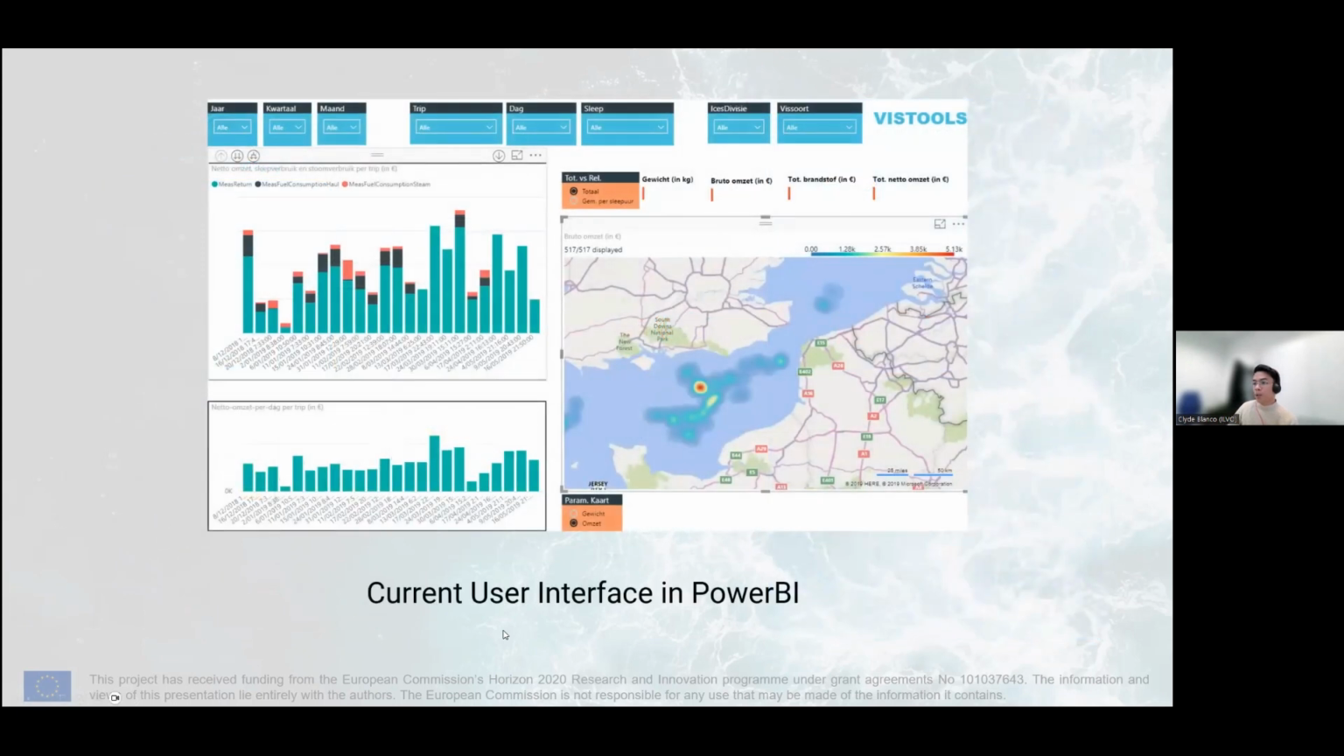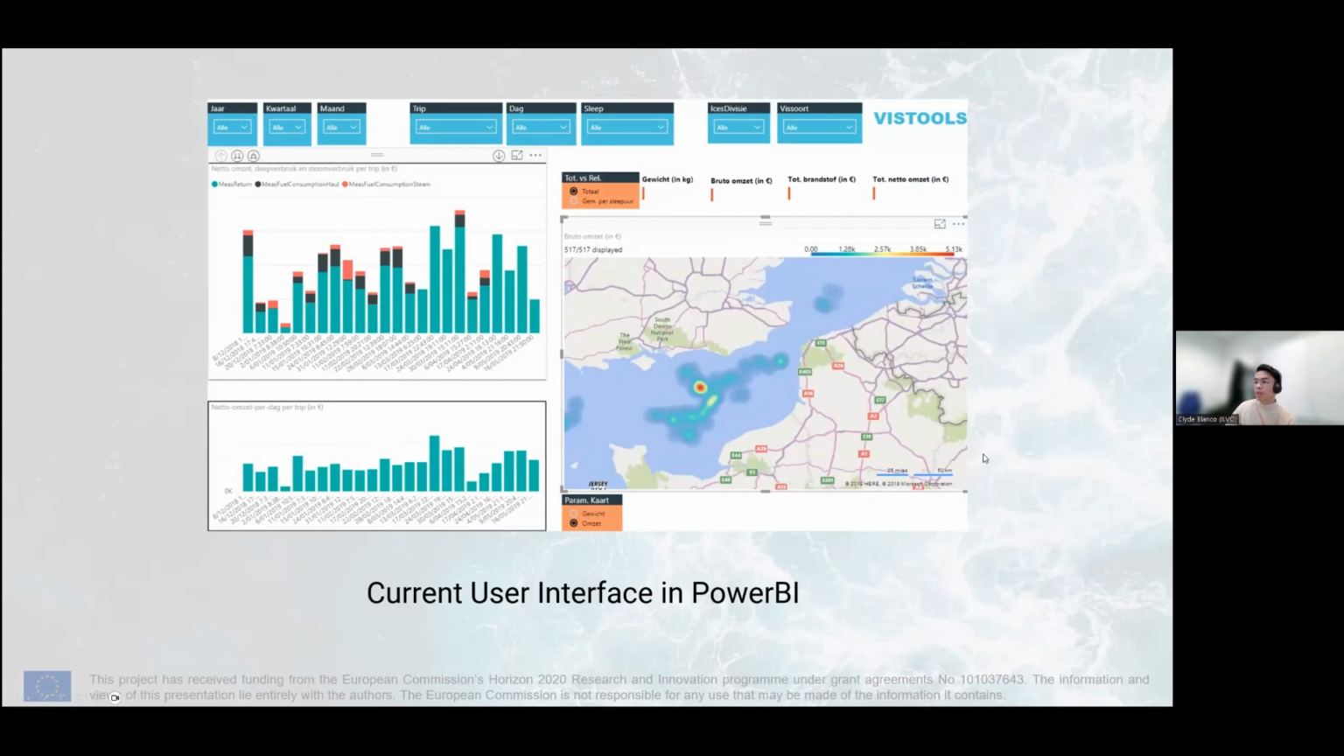And so currently, this is the user interface of the VisTools, wherein it shows the revenue deducted by the fuel consumption when the vessel was fishing, and deducted as well when the vessel was steaming towards an area. And that could be per trip or on a per day basis. At the same time, it can show heat maps of revenues. So this one is basically for the vessel owners.